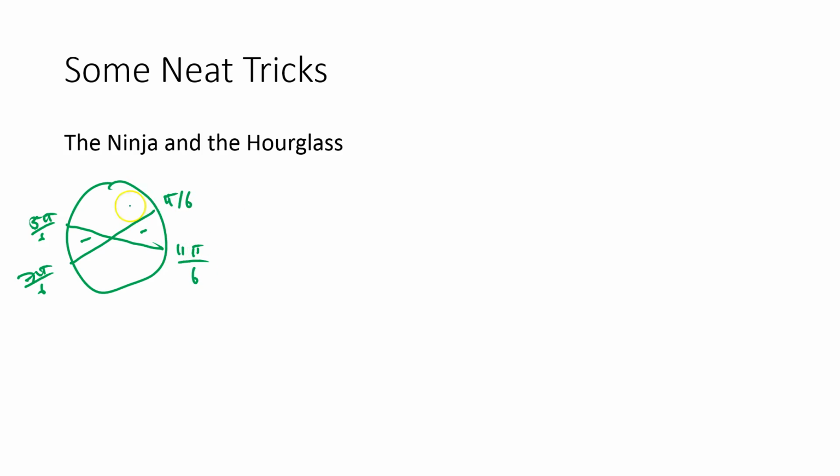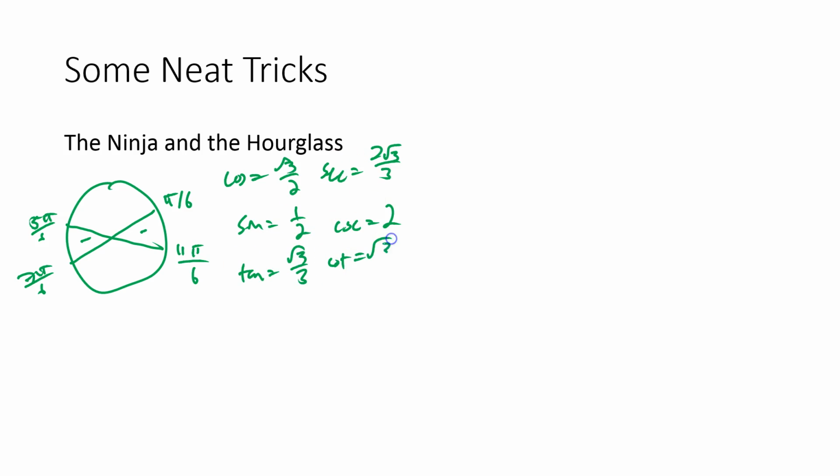So I always remember that at those points, cosine is some kind of root 3 over 2. Sine is some kind of 1/2. And then you can extend this, right? That means secant would be 2 root 3 over 3. Cosecant would be 2. Tangent is root 3 over 3 there, and cotangent is root 3. And then you have to figure out whether they're positive or negative depending on which quadrant you're in, which we're going to talk about in the next slide.